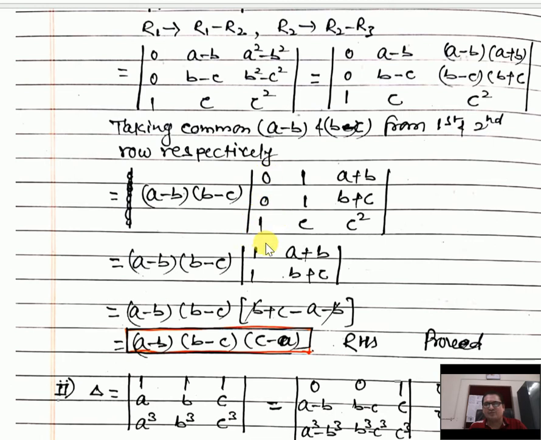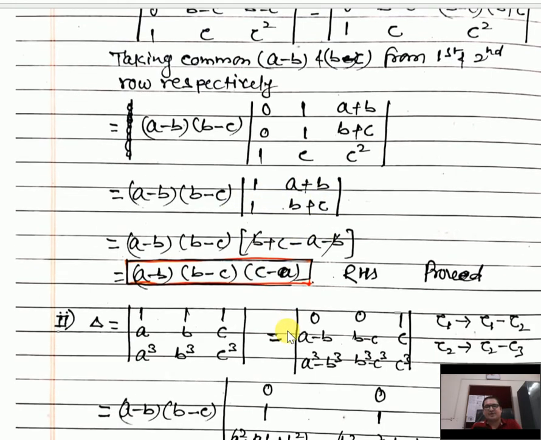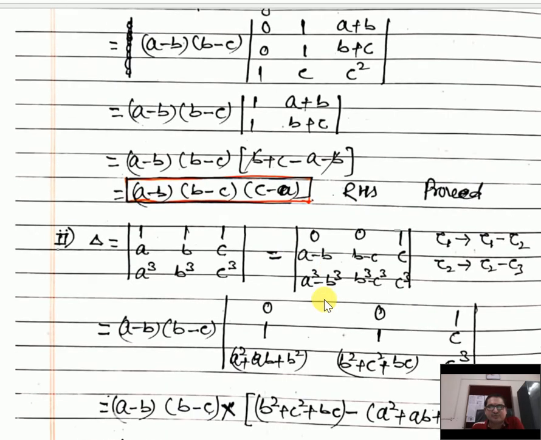Now a minus b, b minus c, and these two values are 0. So take this 1, which belongs to R3 and C1, so cover C1 and R3. So 1, a plus b and 1, b plus c, just write down. Cross multiplication, b minus c minus a plus b. I have written it; simplify and you will get the result. This is the right hand side, hence proved.